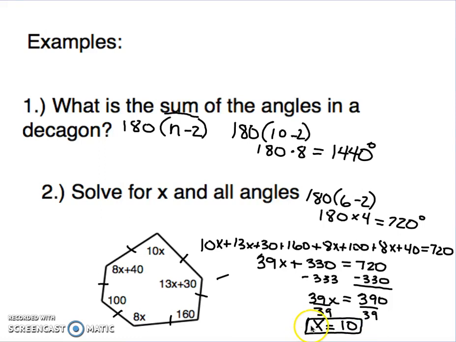So if x equals 10, now we can go back and plug that 10 in for these x's. For this one, if we plug in the 10, I know this one is going to equal 100 for that angle. You could go through each one and plug it back in. You know that this one's going to equal 80. And we could figure out the measurement for each angle by plugging that 10 back in for each x.